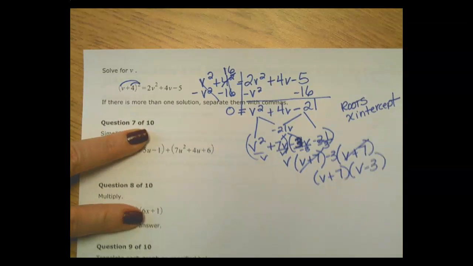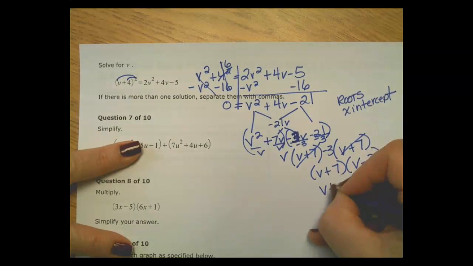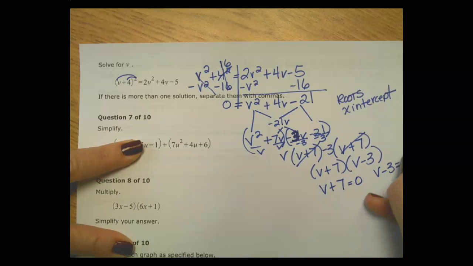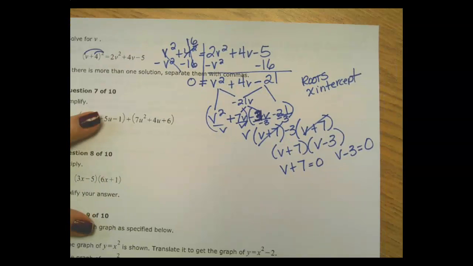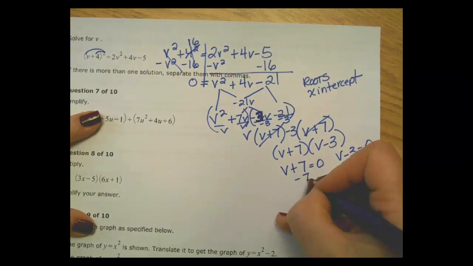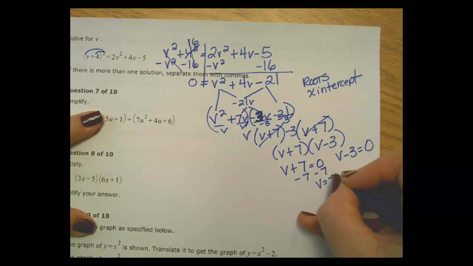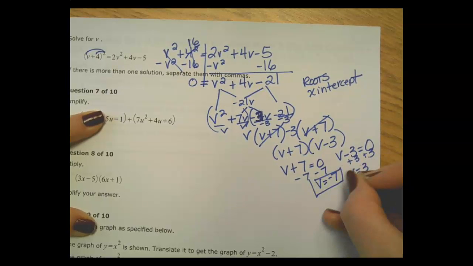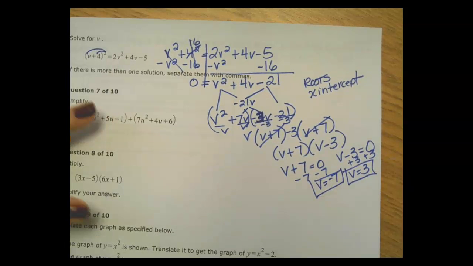Now, if you're looking for the roots, you need to set each of these equal to 0. And I'll do these really quick if that's what you need. So you'd subtract 7, so v equals negative 7, add 3, and v equals 3. And those would be your two roots. Or, like I said, throw it into Desmos and get where it crosses the x-axis.